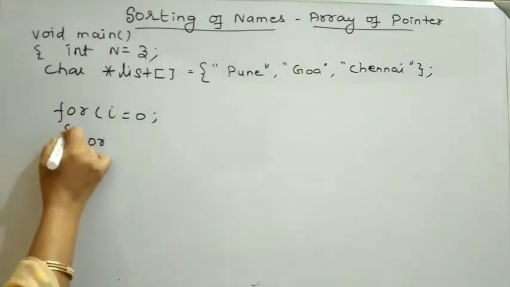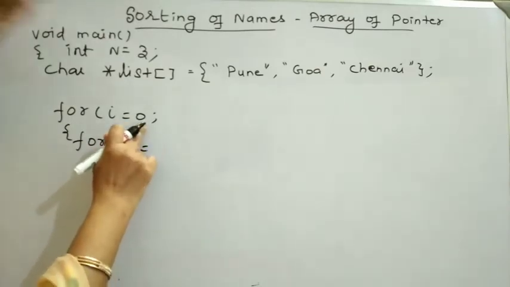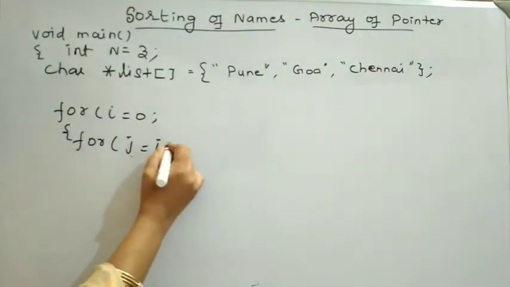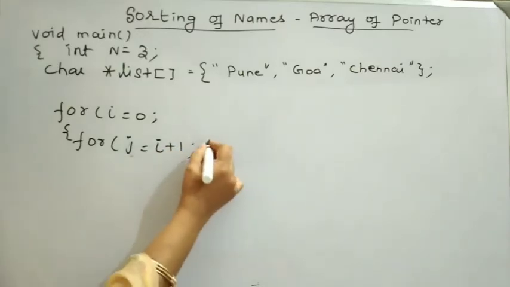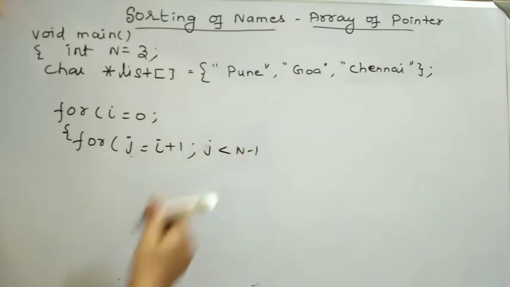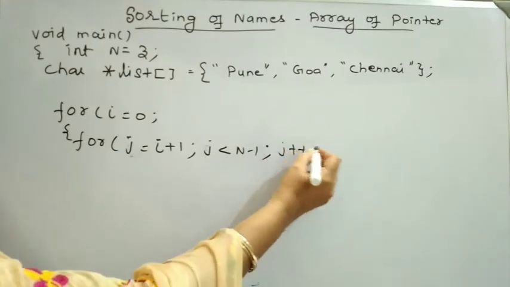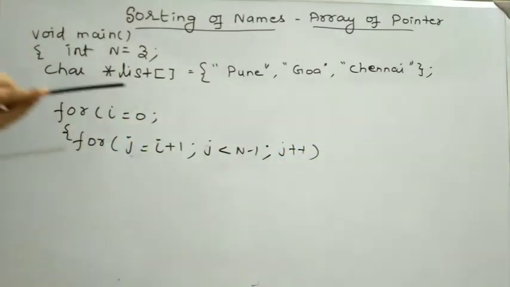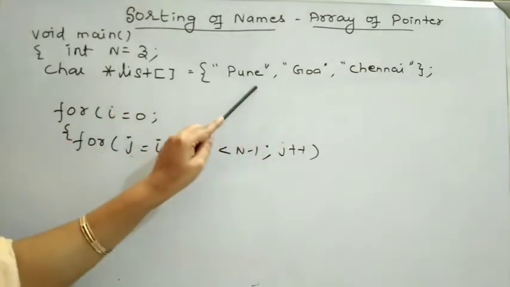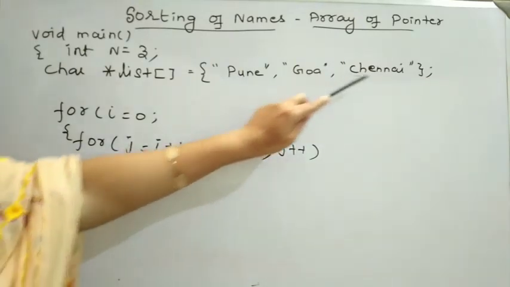What is the subsequent index position? For j, if I start from 0, the subsequent index position is i plus 1. So it is j equal to i plus 1, until j becomes less than n, up to the last element, and each time j is incremented by 1. So how long do I need to continue? Take the first element, it is compared with all the subsequent elements, until I come to the last but one element.